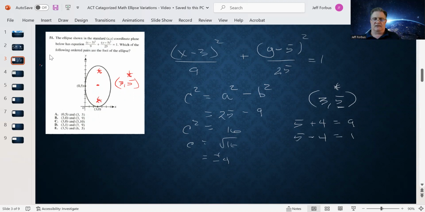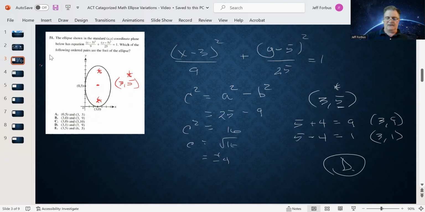So the x value is going to remain the same. So we're going to have 3, 1, and then 3, 9. That's our foci coordinate pairs, 3, 9 and 3, 1. And that's going to give us answer choice D as in dog. All right. Let's go to the next one.